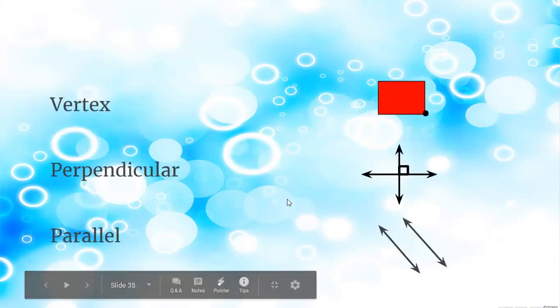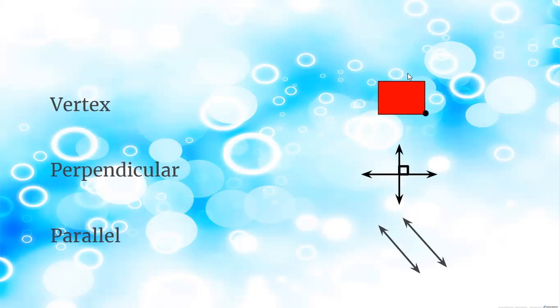Next, we got vertex. So we got a square. No, that's not a square. That's a rectangle. So we got a rectangle right here, and then a dot representing the vertex. So it could be the corners. Could be this right here. A vertex could also be this corner. Could be this one too. Could be this one. I'm just doing this as a visual to see where it is.